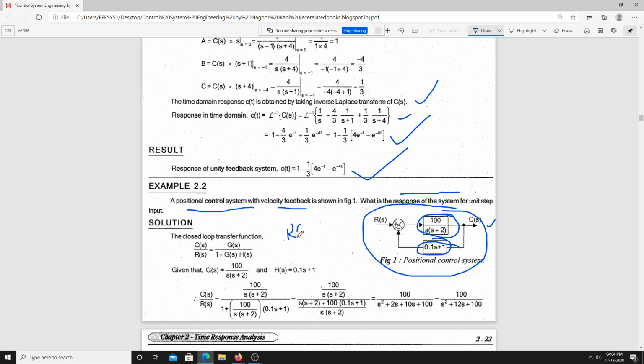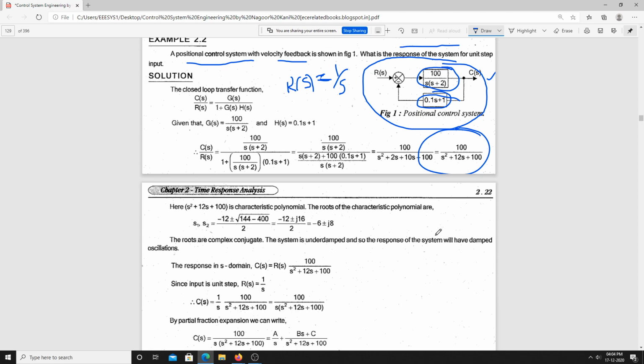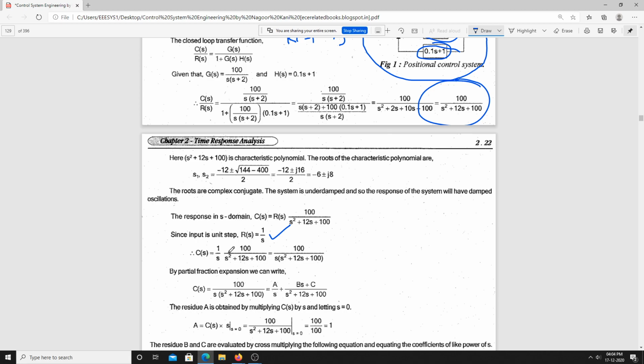Now R of S is nothing but 1 by S. Is it clear? So this is the R of S we have. Now C of S by R of S is the closed loop transfer function we have here, and R of S is nothing but 1 by S. Just substitute over here: 1 by S into 100 by, so this is the overall transfer function we have.